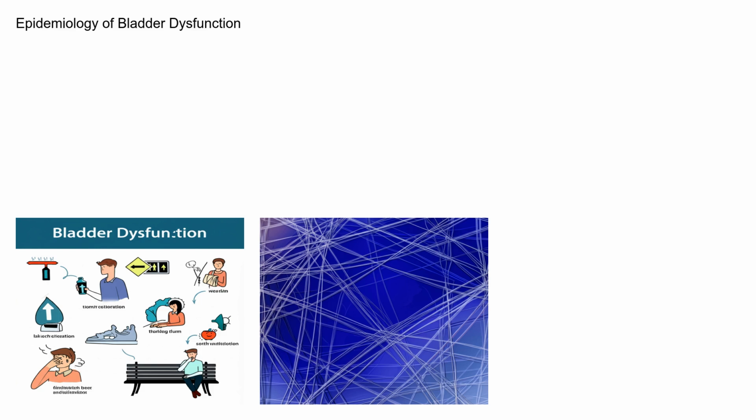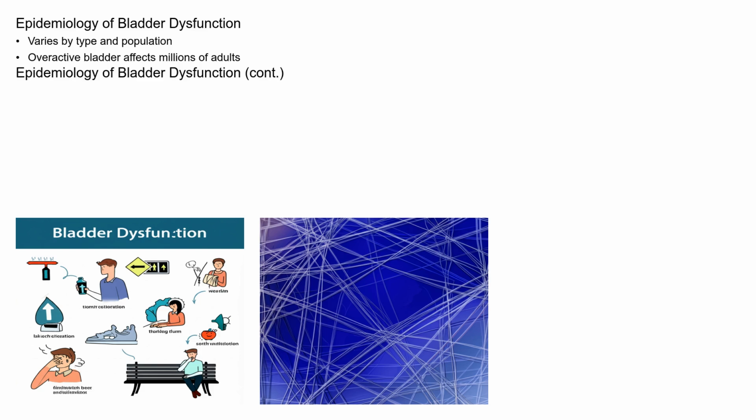The epidemiology of bladder dysfunction varies depending on the specific type and the population studied. Overactive bladder, for example, is estimated to affect millions of adults. Urinary incontinence, a common symptom of bladder dysfunction, is more prevalent in women, older adults, and those with certain medical conditions. Neurological diseases significantly increase the risk of developing bladder dysfunction. While precise numbers are challenging to gather due to underreporting, bladder dysfunction represents a significant public health concern with considerable impact on quality of life.